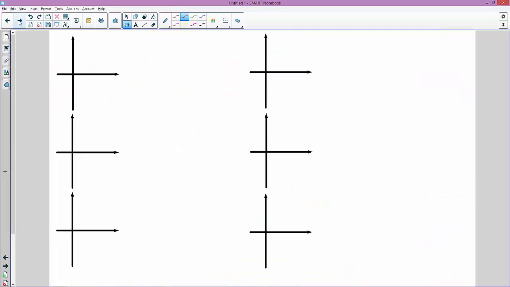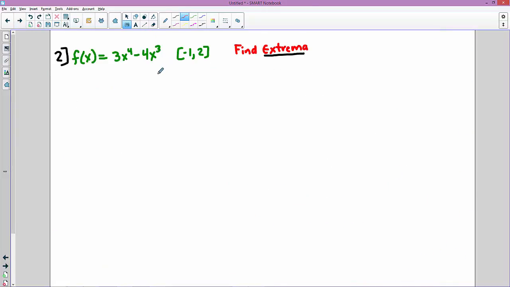So let's go to the third page here. I want you to find the extrema over the closed interval -1 to 2. There's no tricks here, so there's no open interval. The way you're going to do that is you're going to check the endpoints, and then you're going to find the critical points.